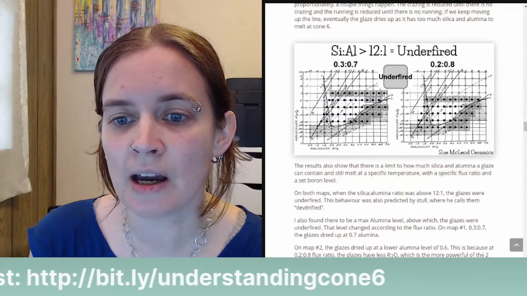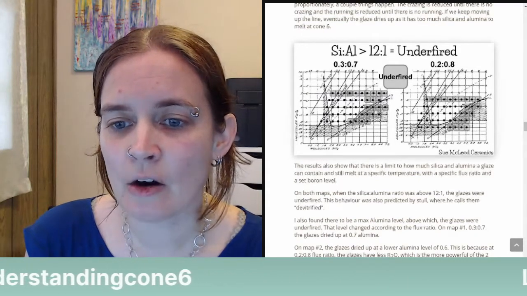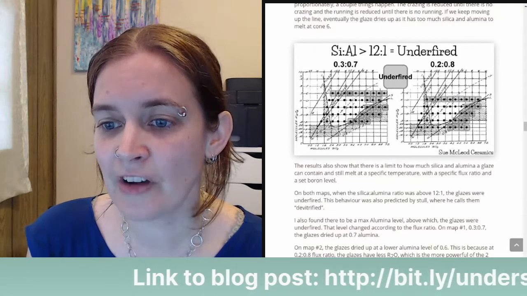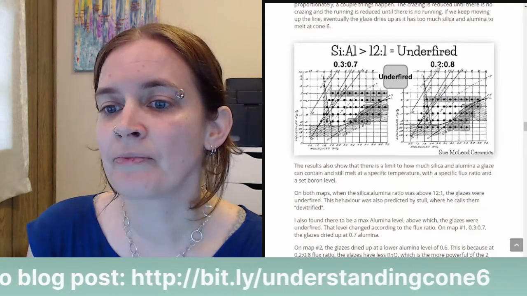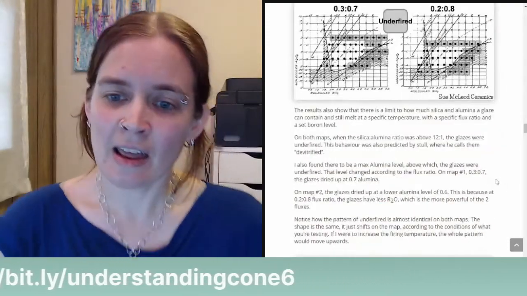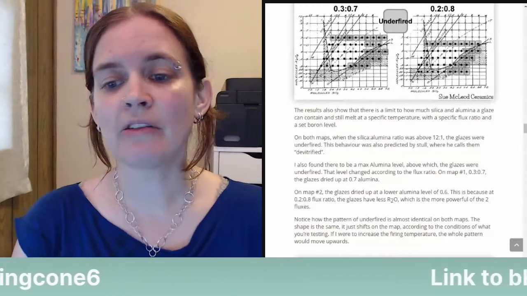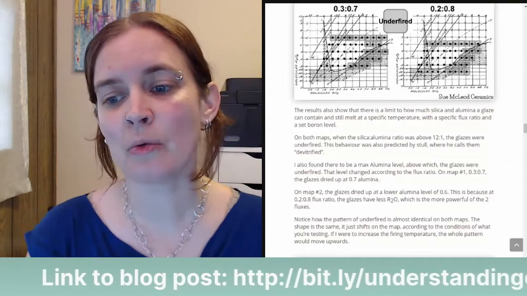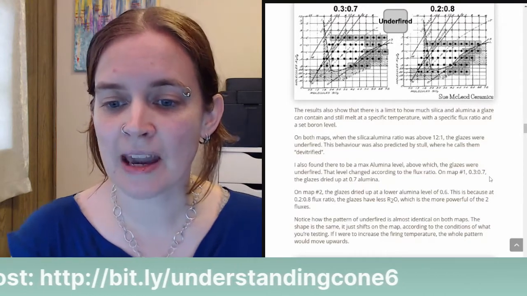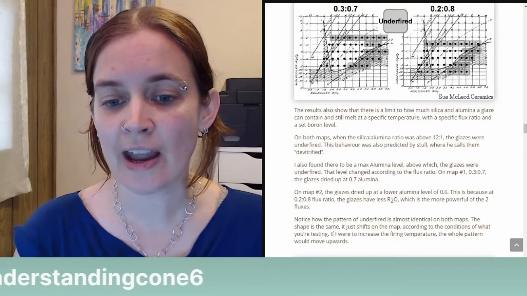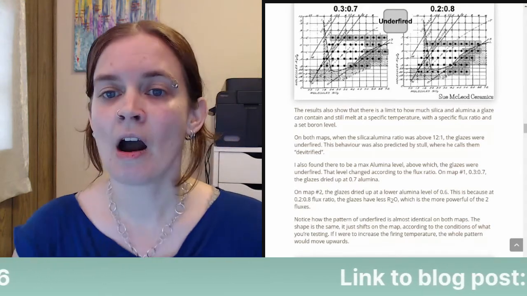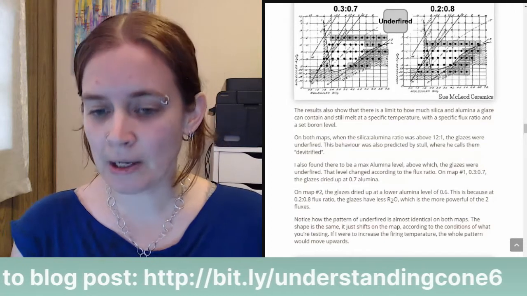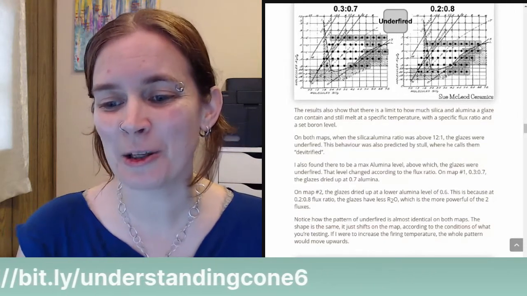So at 0.7 alumina, all of these were underfired. And then over here at really high silica levels, these are all underfired as well. And then the map looks fairly similar, just a little bit different at a different flux ratio. So on both maps, when the silica to alumina ratio was above 12 to 1, the glazes were underfired. This behavior was also predicted by Stull, where he calls them devitrified. I also found there to be a max alumina level above which the glazes were underfired. That level changed according to the flux ratio. On map number 1, 0.3 to 0.7, the glazes dried up at 0.7 alumina. And then on map number 2, the glazes dried up at a lower alumina level of 0.6.